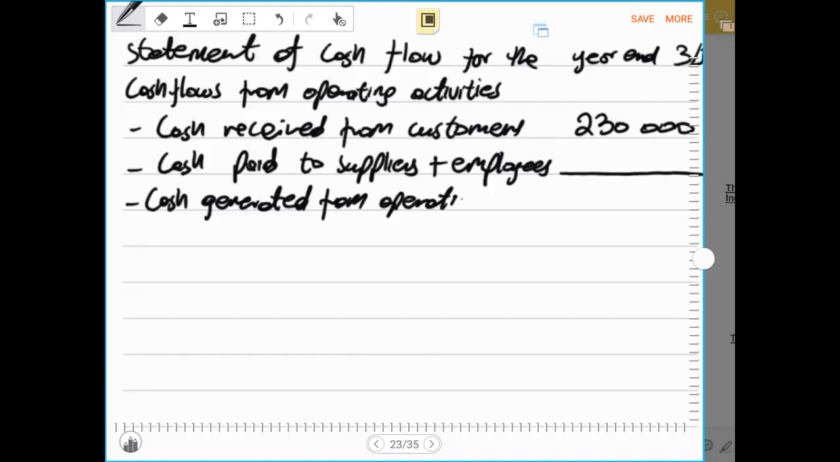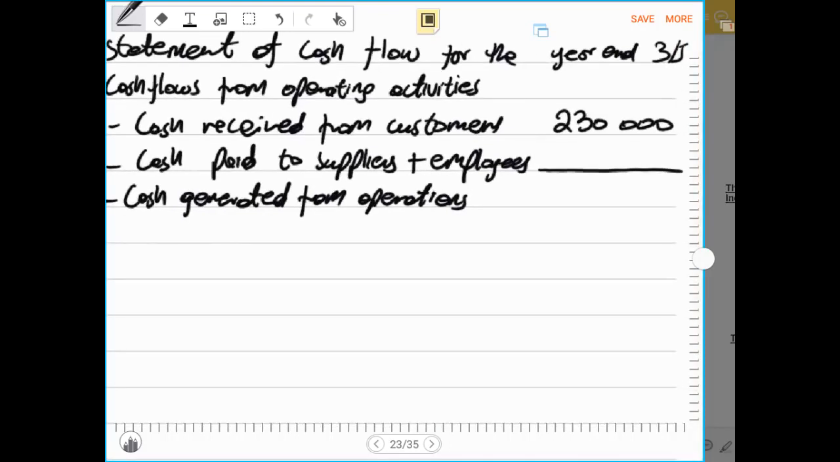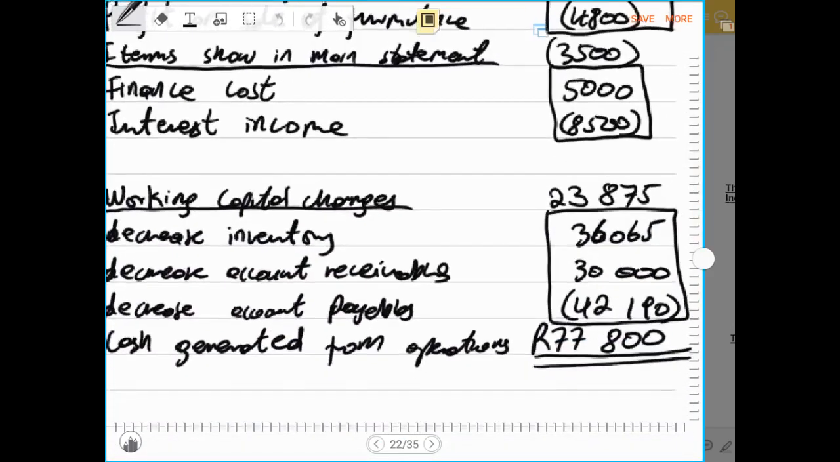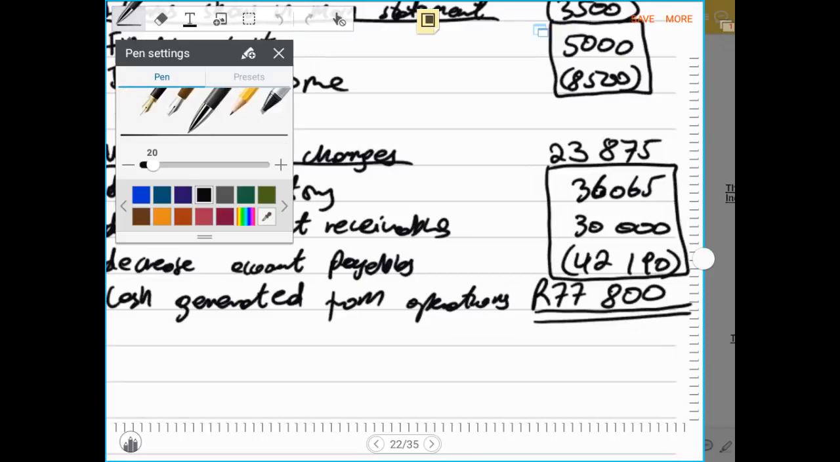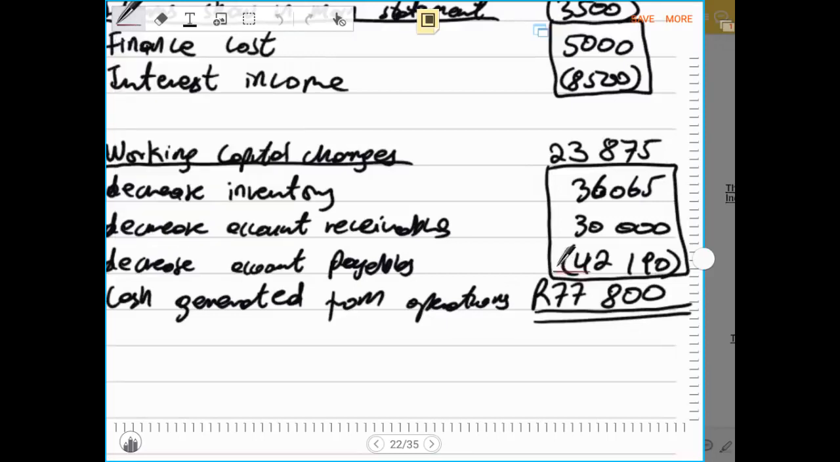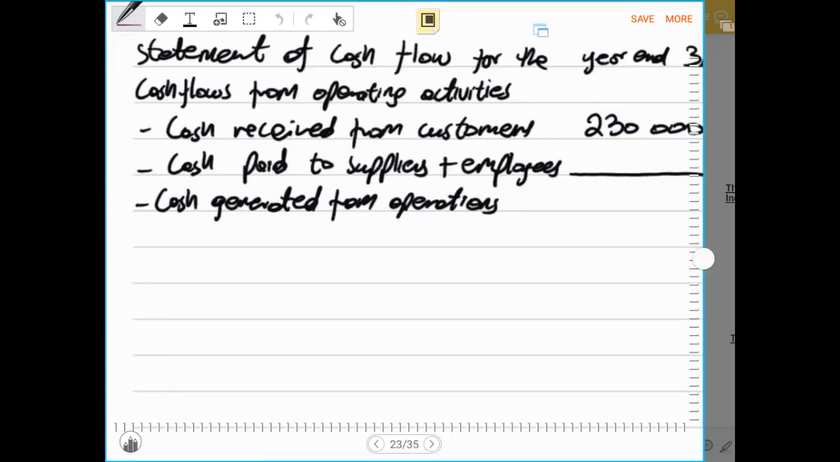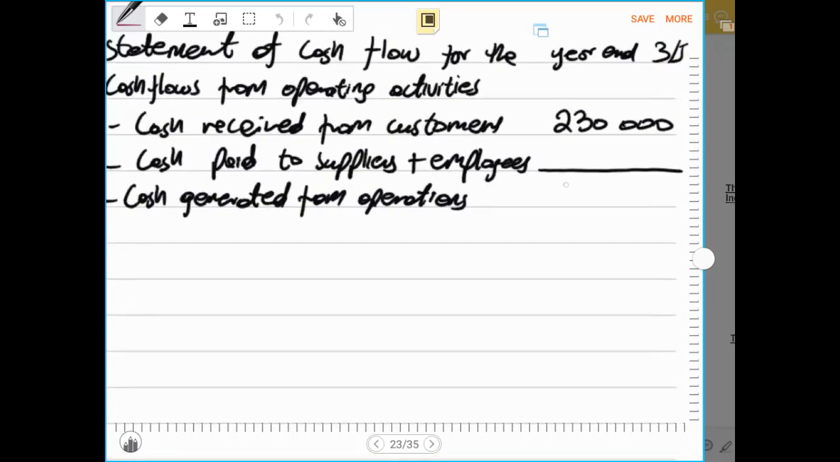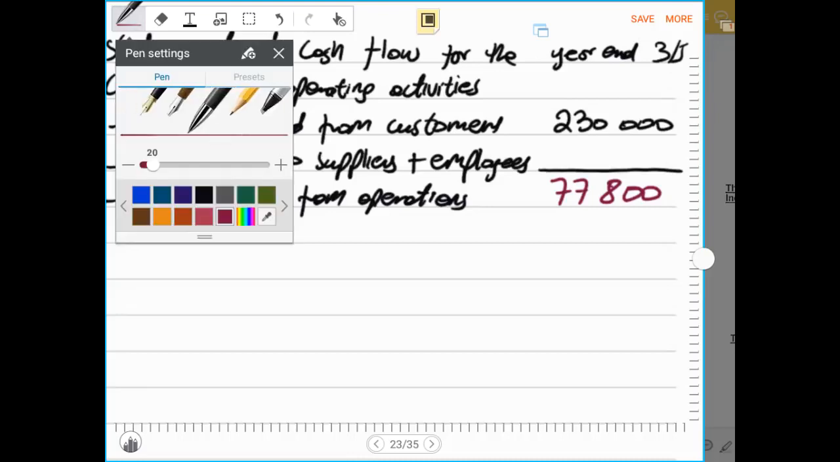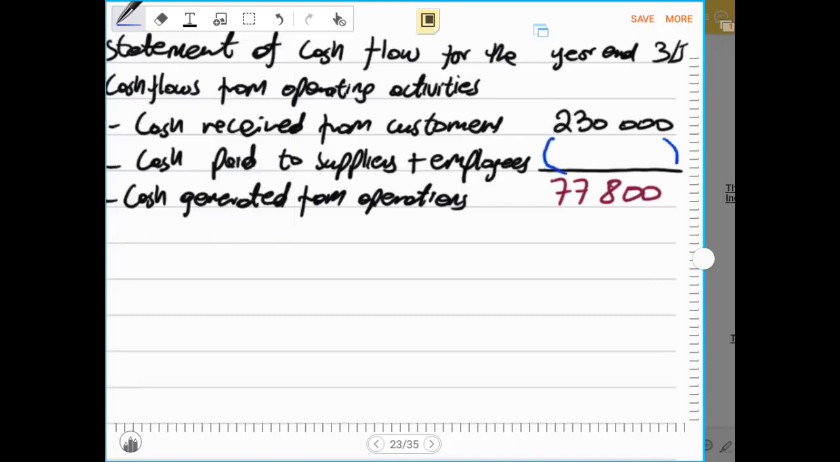Our cash generated from operations was calculated, remember, in the reconciliation note. In our reconciliation note, we had cash generated from operations, and that was 77,800. So that is where this amount is coming from. Therefore, 77,800 is the cash generated from operations. This will give us the difference, and the difference will be the cash paid to suppliers and employees.